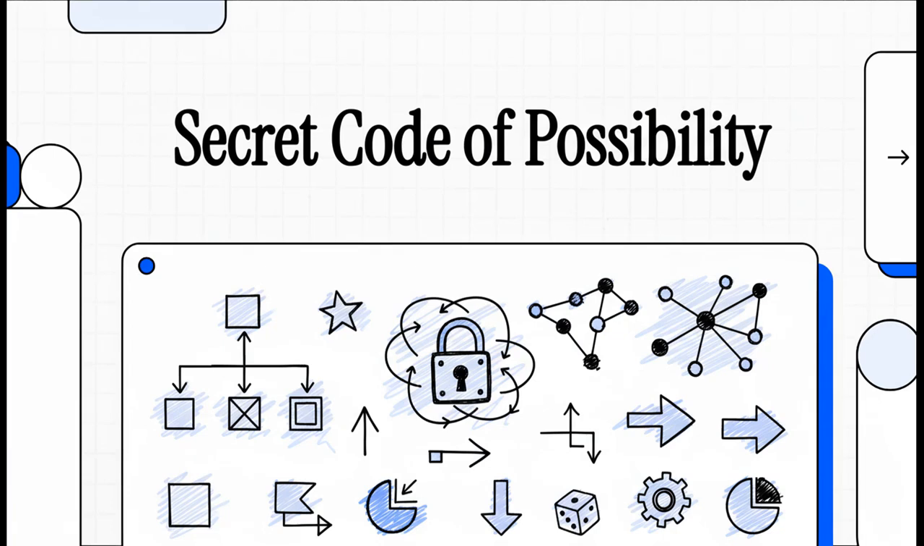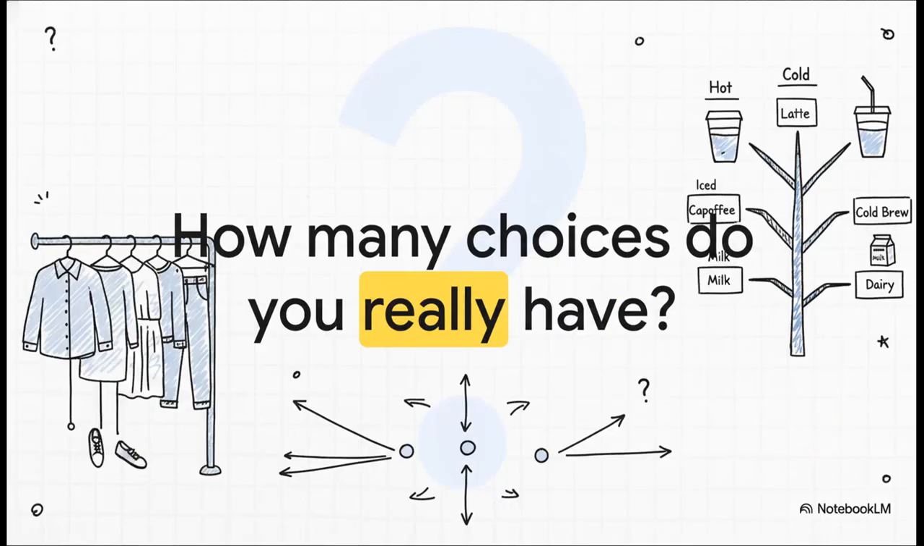Hey, welcome. Today, we're going to crack a secret code, one that kind of runs the world around us. It's all about possibility. We're talking about counting, but not just 1, 2, 3. It's about really understanding choice itself. I mean, have you ever really stopped to think about it? How many choices do you actually make when you're just ordering lunch or getting dressed in the morning?